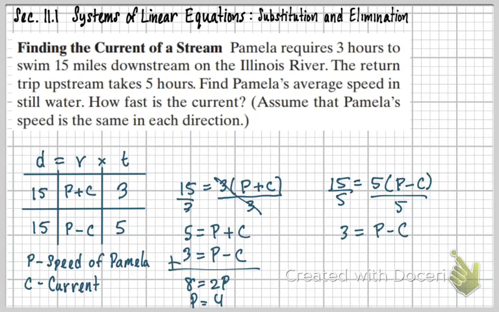So Pamela is going 4 miles per hour. Then to find the current, I can just use one of those 2 equations. So I do know P + C equals 5, and I know Pamela's 4. So the current C has to equal 1. Okay, so what I can say here is, Pamela's speed is 4 miles per hour, and the current is 1 mile per hour. So there's that problem.